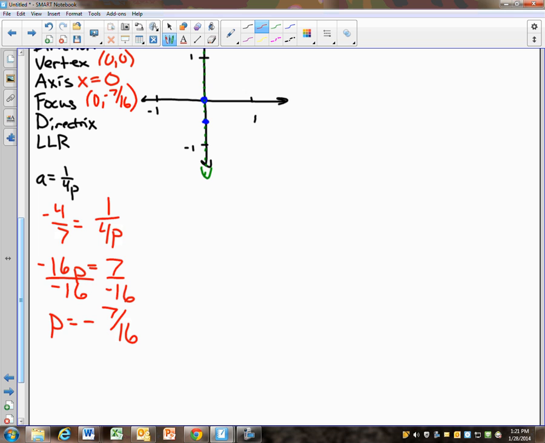The directrix. What do I do for that? Yep, I go the opposite direction. Instead of down 7/16, I will go up 7/16. Had a few people last hour that they would plot that point, and then they would just say, I'm done. But the directrix is not a point, it is a line. And it is perpendicular to the axis of symmetry, like so.